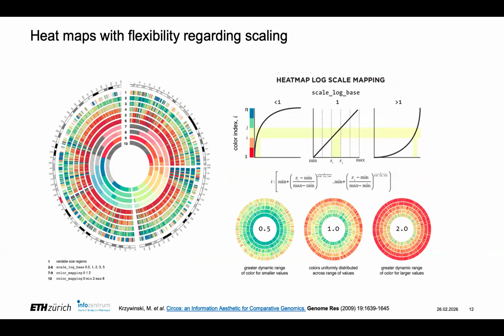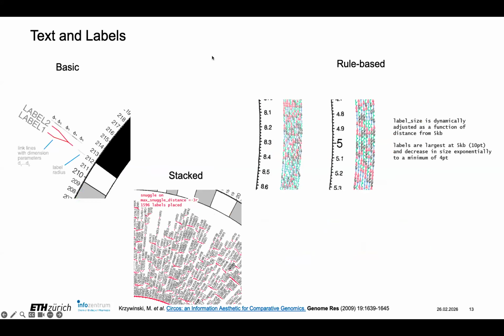There's tiles, there's heat maps, so you can plot your expression data. And it's got so many functions, like for example, there's this variable parameter scale log base that you can change the dynamic range to emphasize small values or large values, or make everything uniformly distributed across the range of your data. So a lot of thought has gone into adding functions that will change how the data is displayed.